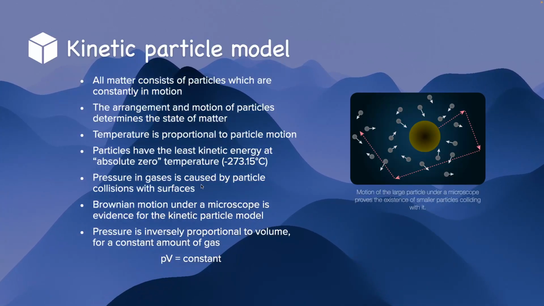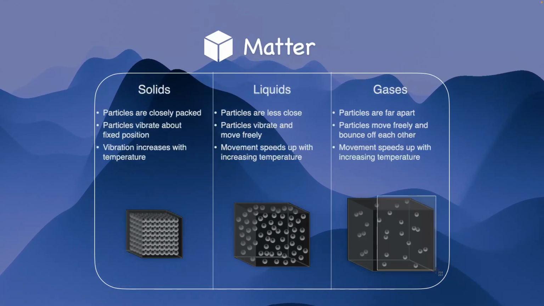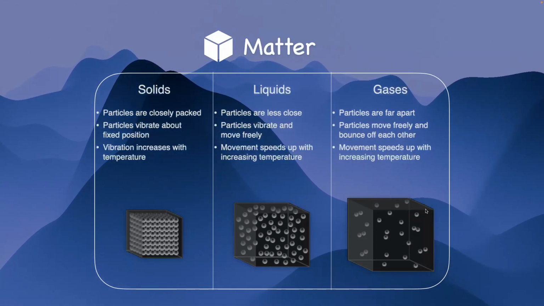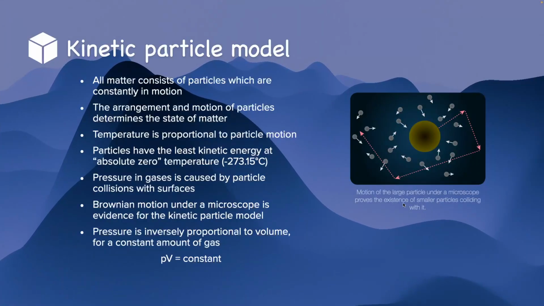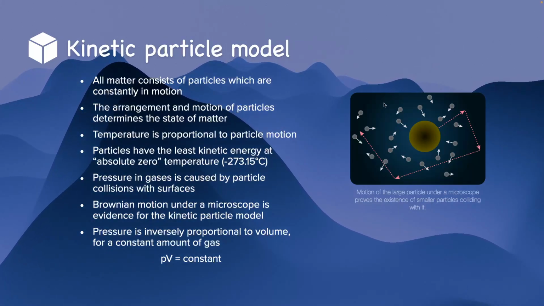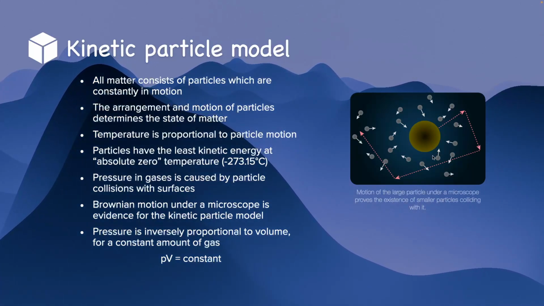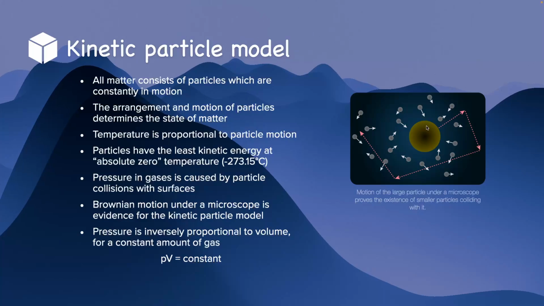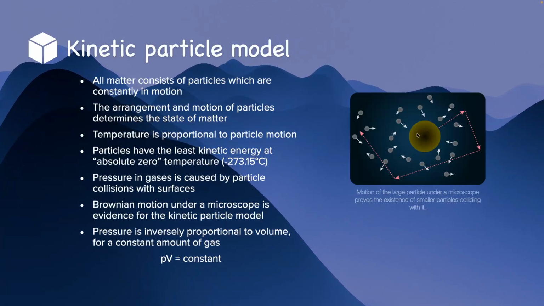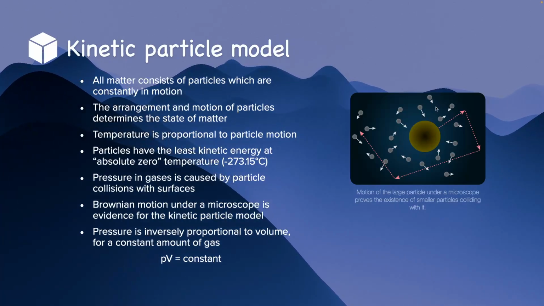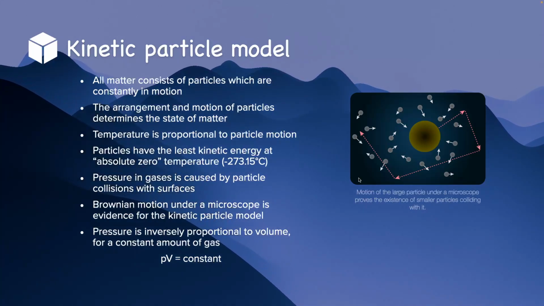The pressure in gases is caused by particle collisions with surfaces, as we discussed. So for example, in this cube, when these particles collide with the edges of the cube, this edge of the cube will experience force or pressure. Brownian motion is a proof of this random movement of particles. So you can see right here, as the particles move and collide with this big particle, this particle also moves because it experiences a change in momentum due to the collision. This movement can be seen by microscopes and is referred to as Brownian motion.